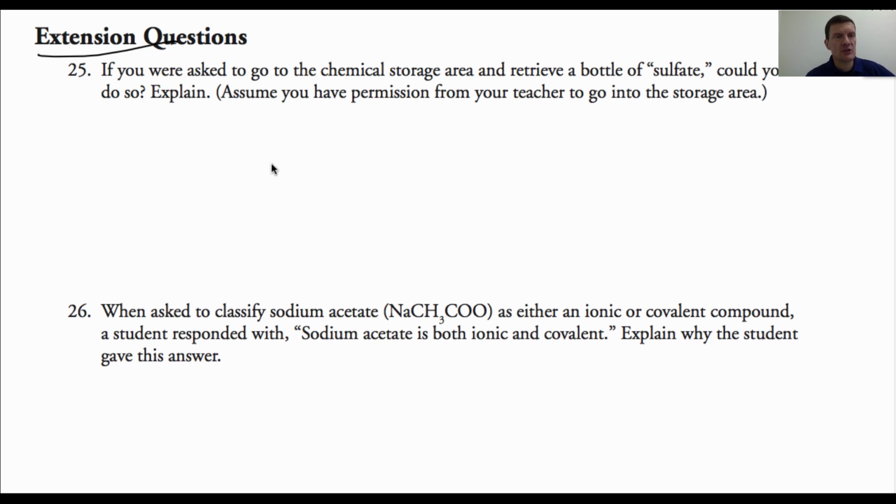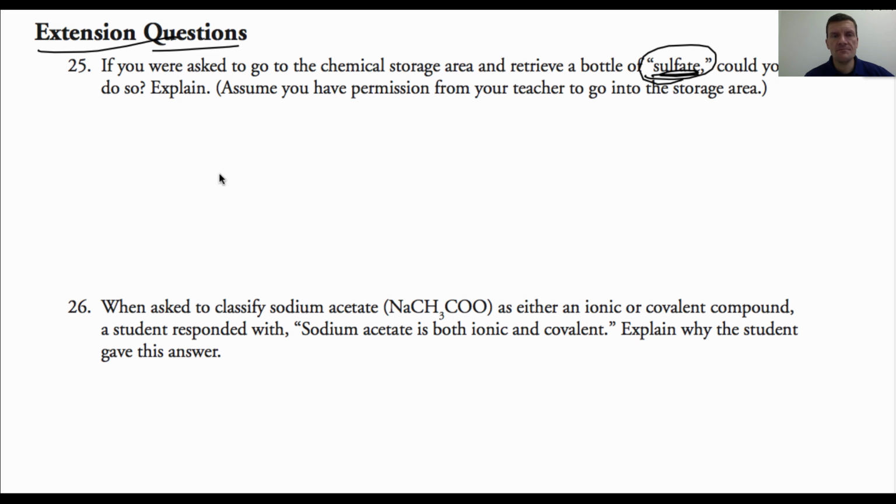Let's dive into a little extracurricular questions here, some extension questions. If you were asked to go to the chemical storage area and retrieve a bottle of sulfate, could you do so? So, what they're saying is, can you just get sulfate? Well, sulfate is an ion, and you're not just going to be able to find basically solid sulfate, if you will. Sulfate is an ion, and it's going to be in a compound. So, for example, you might be able to get solid magnesium sulfate, or calcium sulfate.